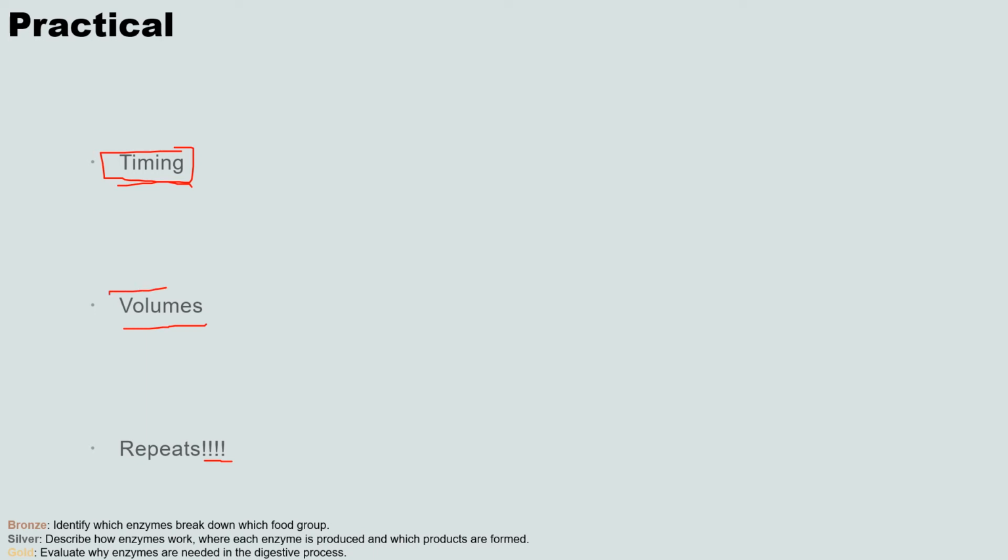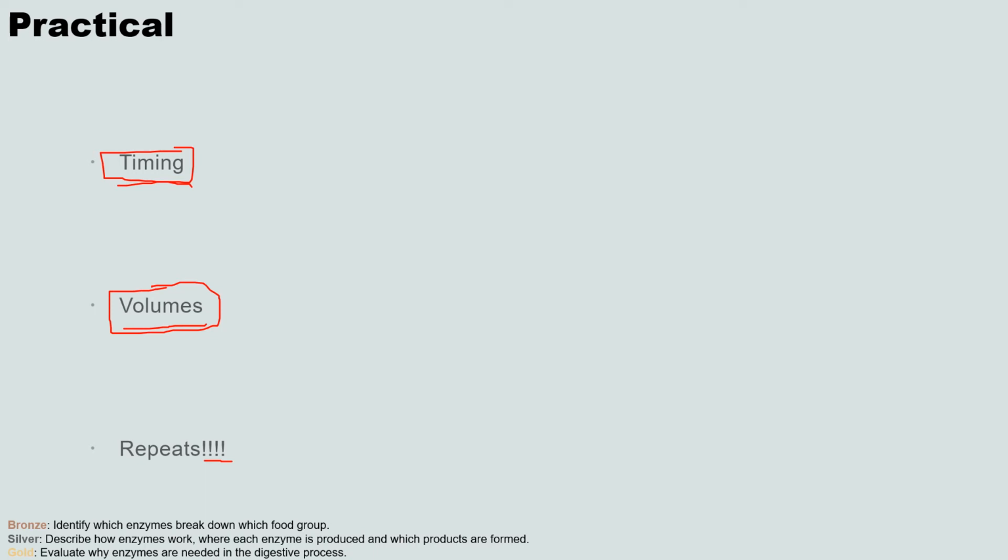Also volumes, that is an important thing. If you're putting in too much of, say, starch to enzyme, so it's different to what's specified in the lab report and lab notes, that could have an effect on the results. So it could take longer because there's more starch to break down.